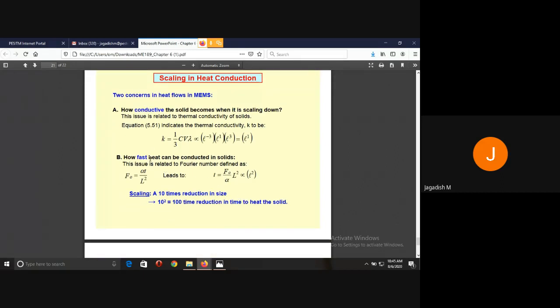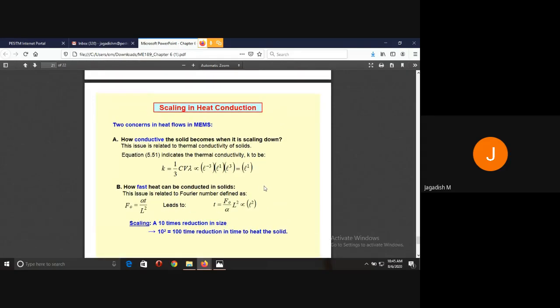Similarly, the time required for transfer of heat, that is F naught by alpha into L squared, is proportional to L squared. So definitely, if the size of the conductor is reduced, then the time required to transfer the heat is also reduced. By what amount? That is 100 times, the time required to transfer the heat from one end to another end of the conductor will also reduce.